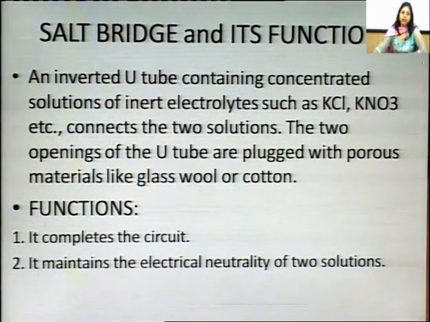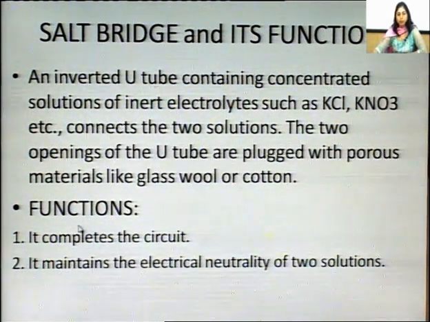Now, what is the function of this salt bridge in the electrochemical cell?